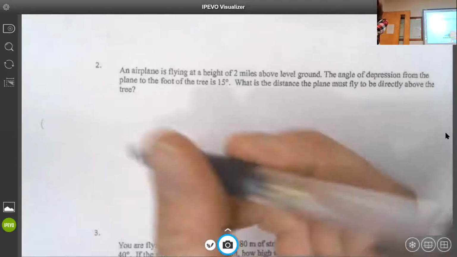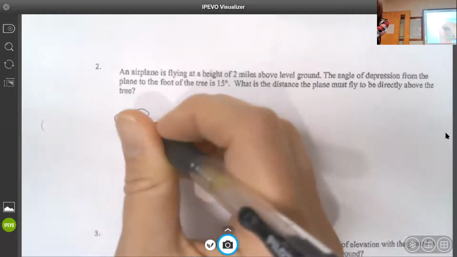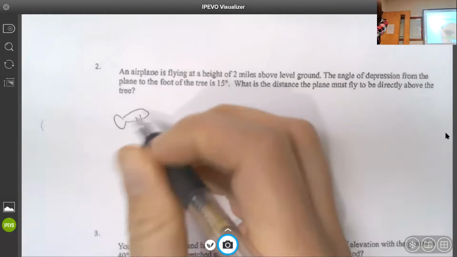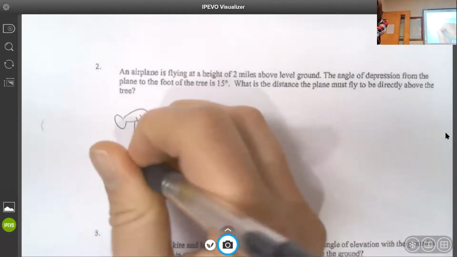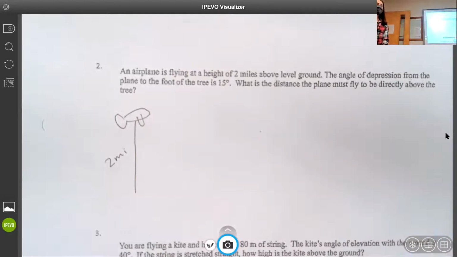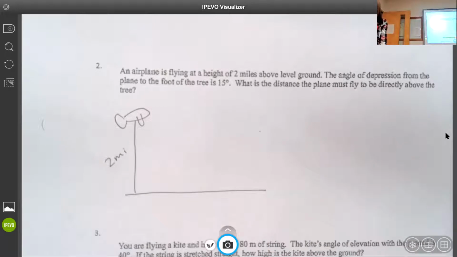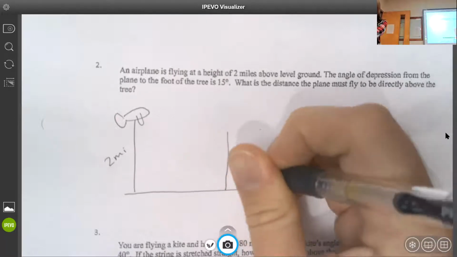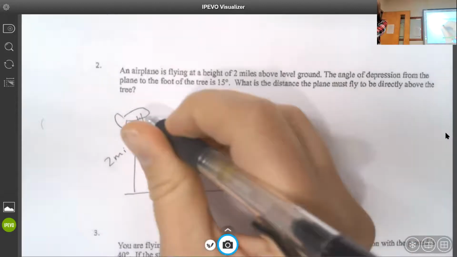So you always want to draw a picture with these. So here's my airplane. Here's the wing. It has a height of 2 miles above the ground. So I have an airplane, it's 2 miles above the ground. Here's my ground. The angle of depression from the plane to the foot of a tree. So here's a tree. There's my lovely tree.